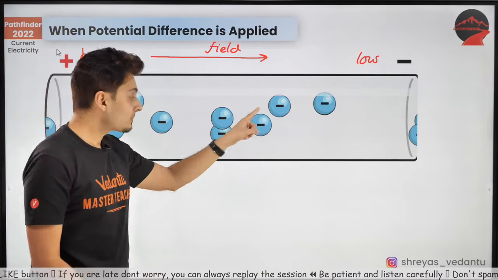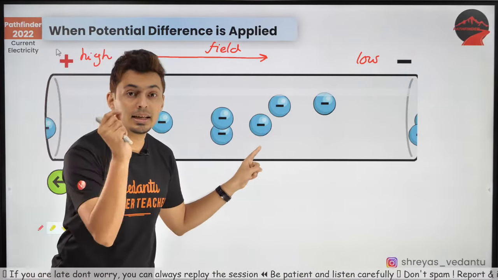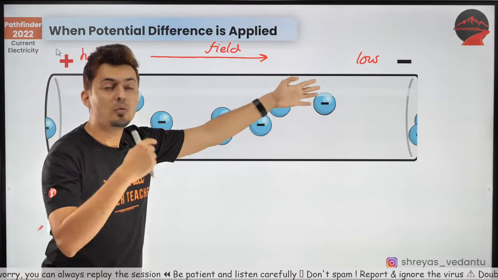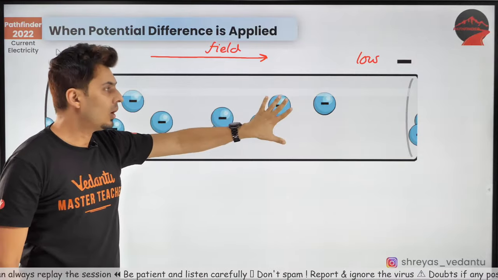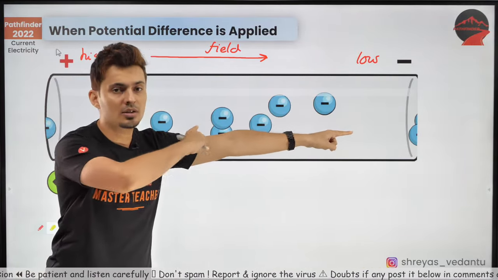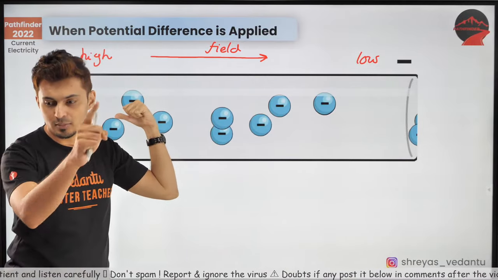Now, free electrons are negative charges. So, if field is here, what direction will the force be on electrons? If field is towards your right, on the electrons, what direction will the force be? Come on, think about it.